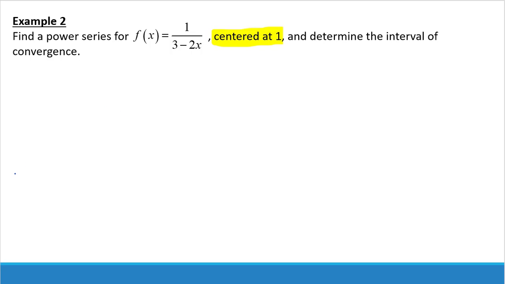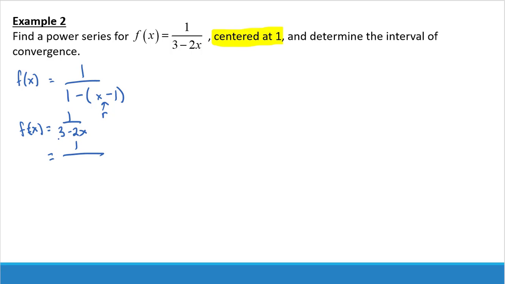So we want to write this function so that I have something as 1 minus my ratio here, but this has to be some version of x minus 1, since my center's at 1. So for this function, I want to manipulate it, and I'm going to write it so that the 3 breaks down into 1 plus 2.